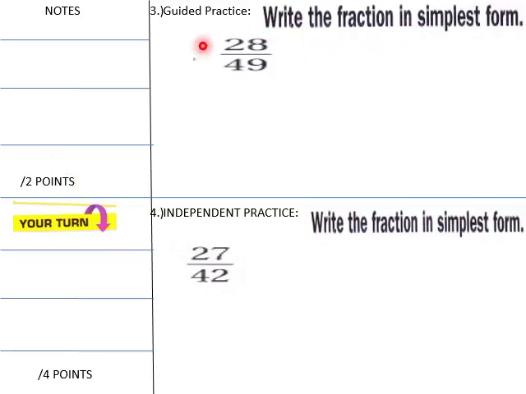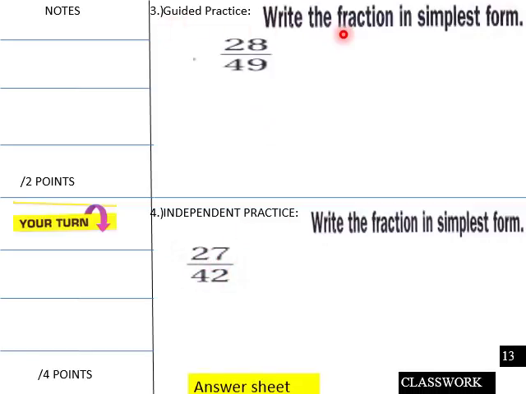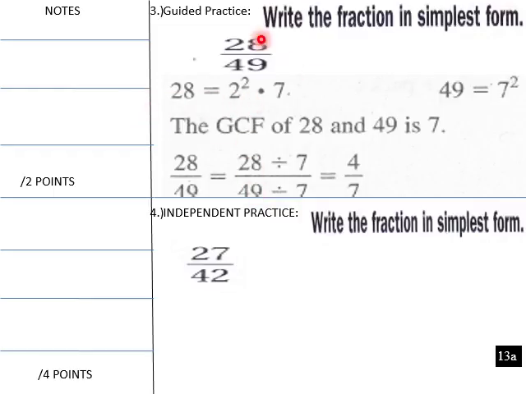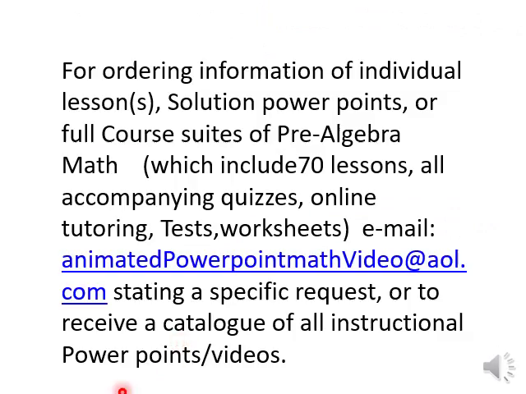Write this fraction in simplest form. Same thing down here, students. We're going to do this one first. So in simplest form, we factor this down. 2 squared times 7 would be 28. 49 would be 7 squared. The GCF of 28 and 49 is 7. We have a 7 here and a 7 over here. So if we divide numerator and denominator by 7, we get 4 over 7. That would be this fraction written in simplest form. Students, do this here.